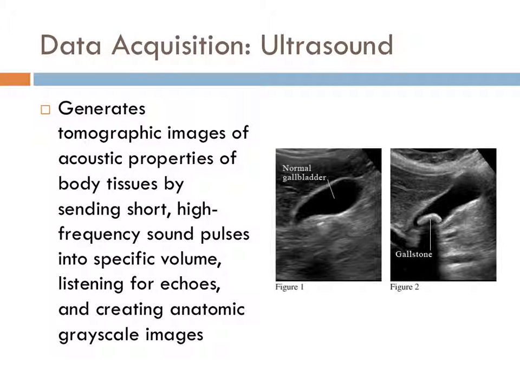Ultrasound is another modality that requires data acquisition. With ultrasound, tomographic images are generated by using acoustic properties of body tissues, by sending short, high-frequency sound pulses into a specific volume, listening for echoes, and creating anatomic grayscale images.